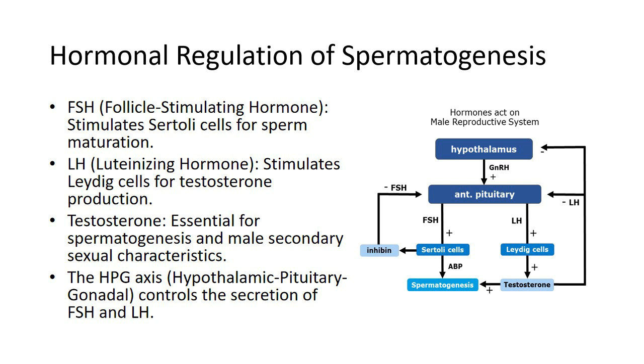Testosterone. Testosterone is vital for the initiation and maintenance of spermatogenesis. It acts on the Sertoli cells to support the process and ensures proper maturation of sperm. The production of testosterone is regulated by negative feedback to maintain appropriate levels.